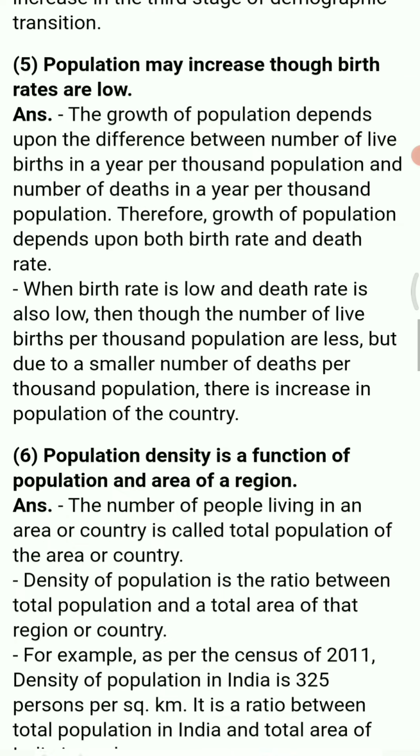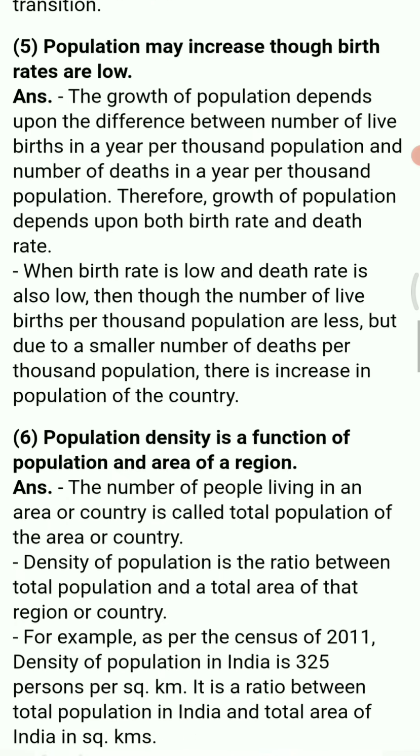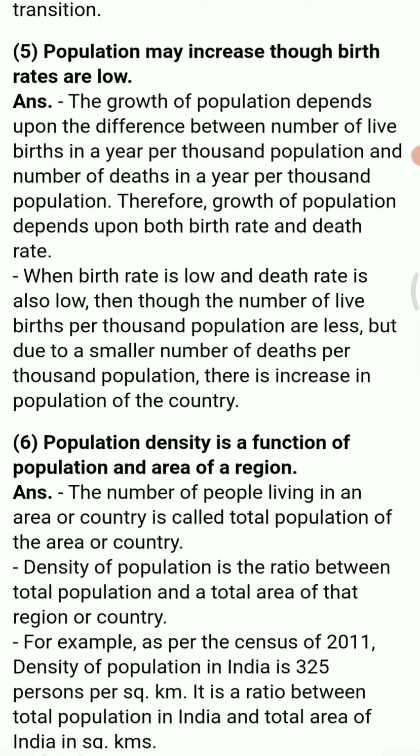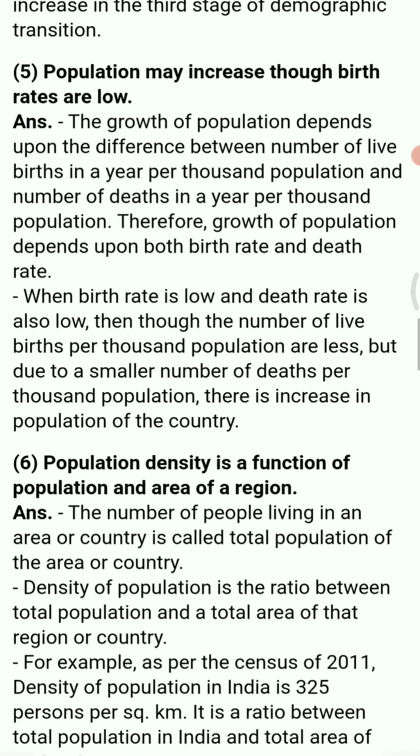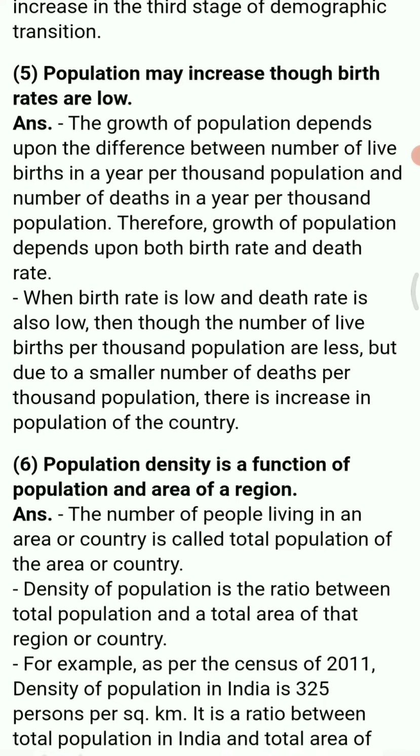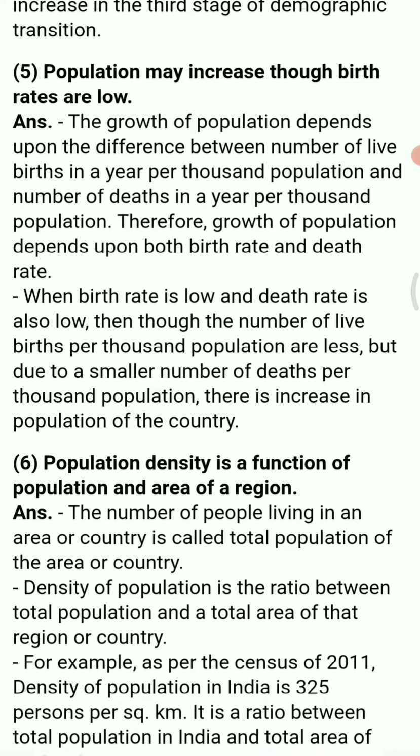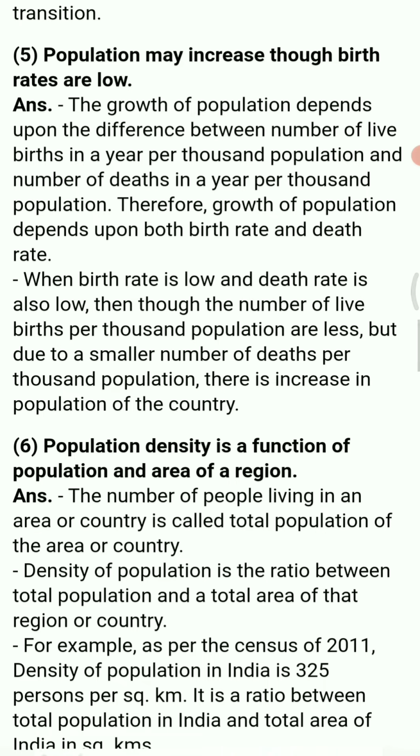So whenever the birth rate is low and the death rate is low, then definitely the population will be less. Okay, but if the birth rate is low and the death rate is also low, then the number of live births per thousand population is going to decrease. So you can give the explanation according to it.